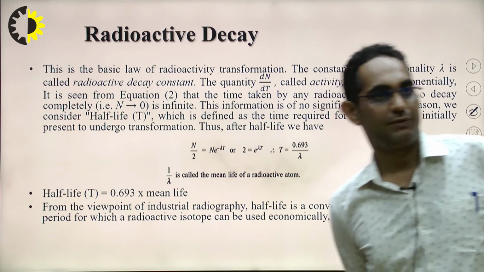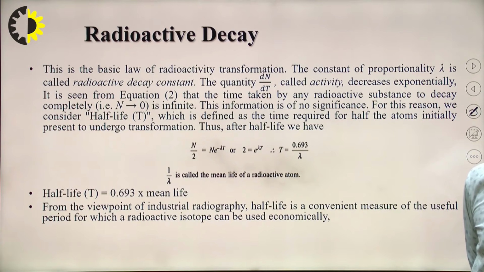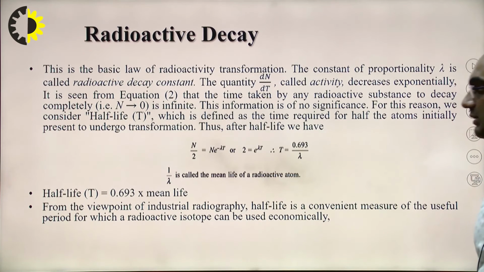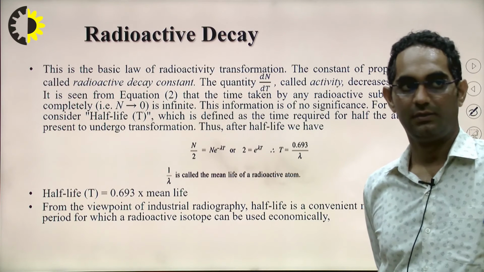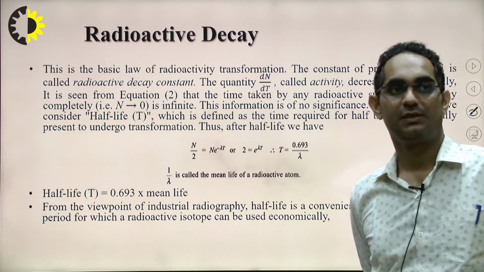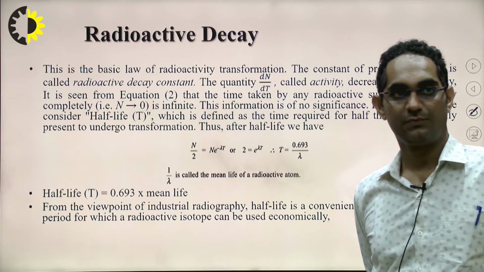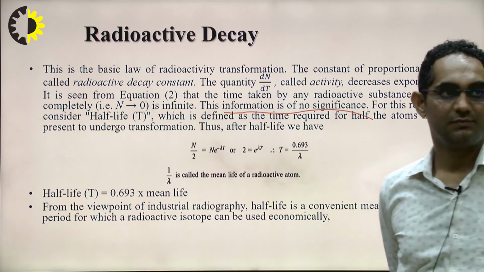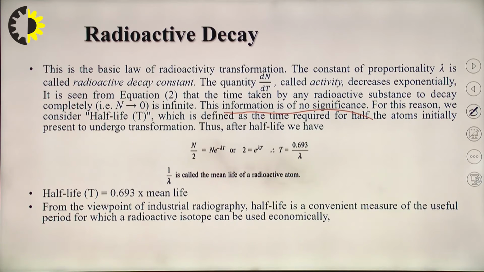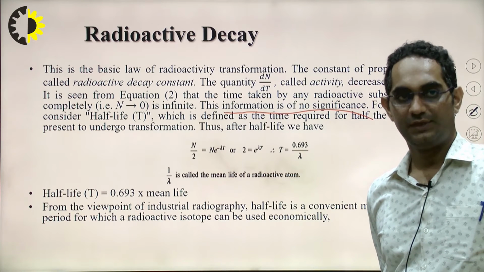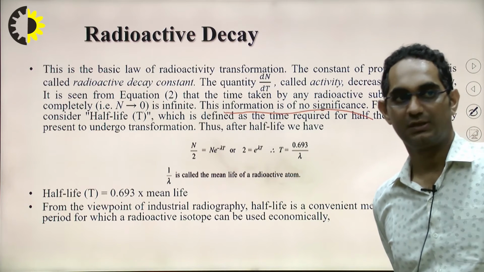It is seen from equation 2 that the time taken by any radioactive substance to decay completely, that is, N0 is infinite. This information is of no significance, and for this reason we consider the half life, which is defined as the time required for half the atoms initially present to undergo the transformation.